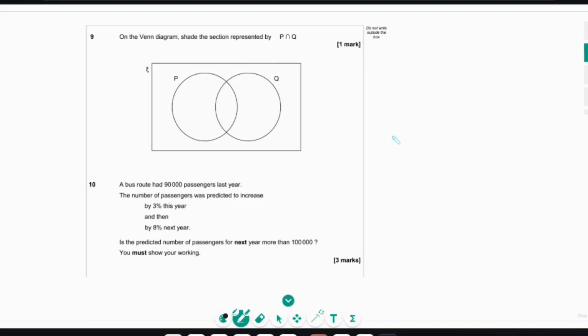Question 9. On the Venn diagram, shade the section represented by P intersect Q. That's the overlap, everything that's in both P and Q.